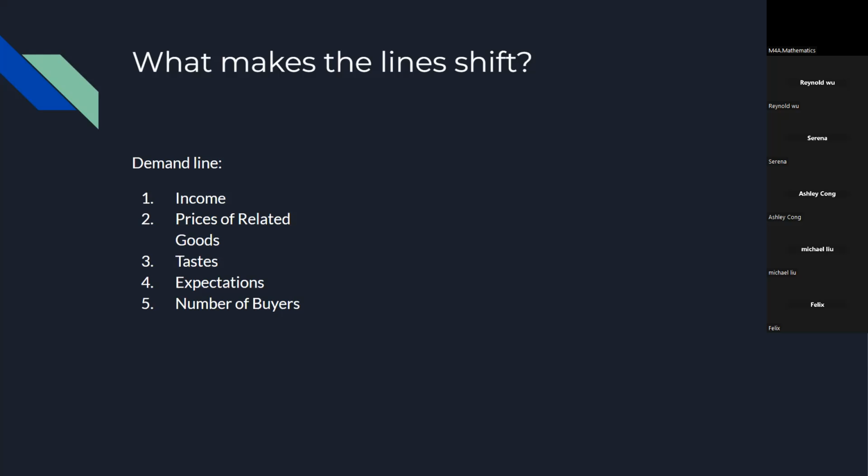Number 4, expectations. If one expects that, say, a pencil is going to become popular, they're probably going to want it more. So also increasing demand. This would also be the same thing if people think that, oh, that cap is going to go out of style quickly. They're not going to want it anymore. Number 5, number of buyers. Obviously, if there are more people who are buyers, there is more demand.